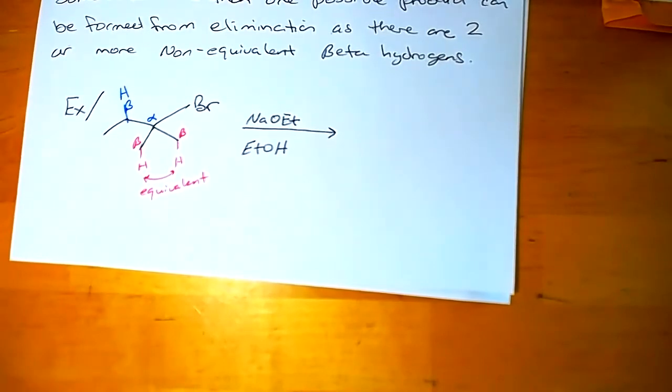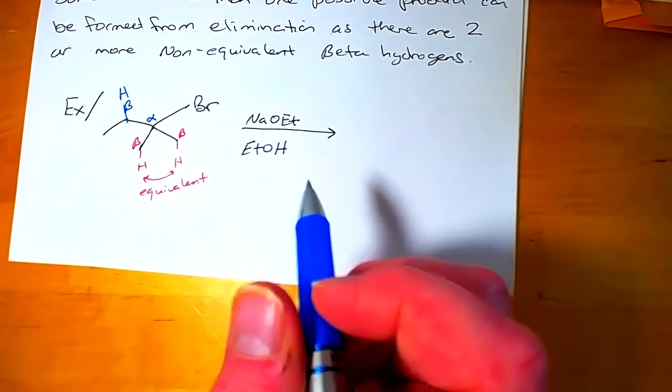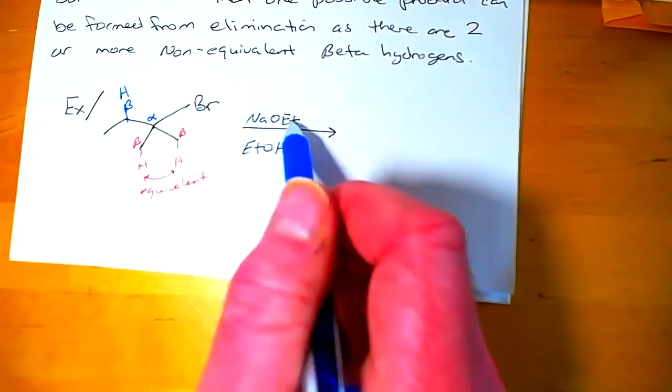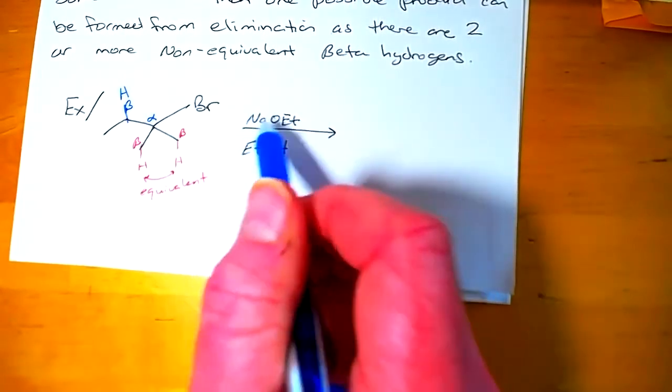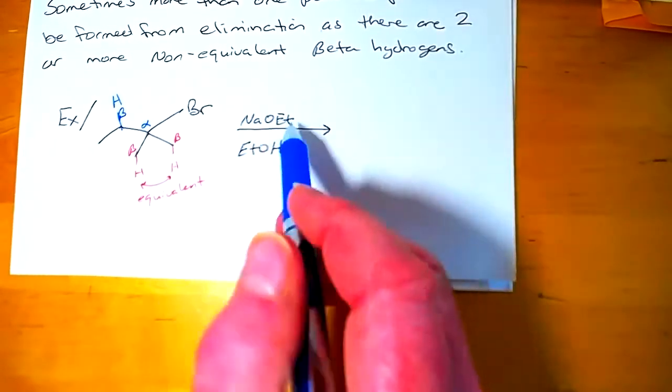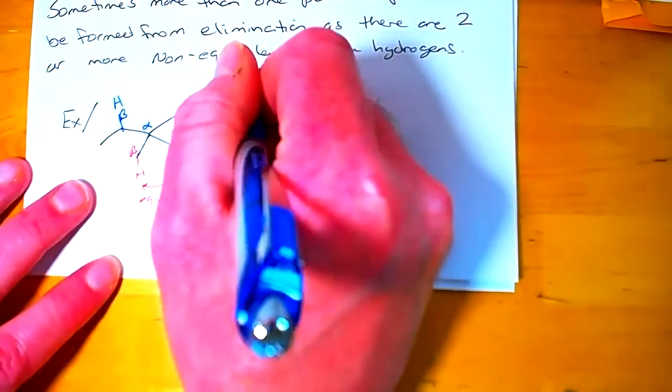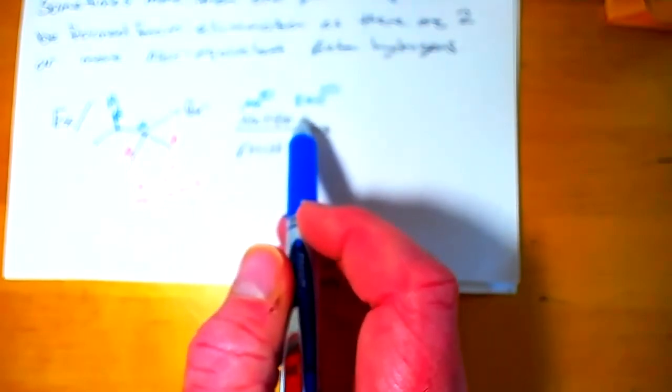Now, that means there's going to be a chance here to get two possible products. This may be one of the first times you're seeing this. Hopefully it isn't, but just to explain, we've got sodium, which is positively charged, and we have ethoxide, which is negatively charged, and it is common to see this written out in this form.